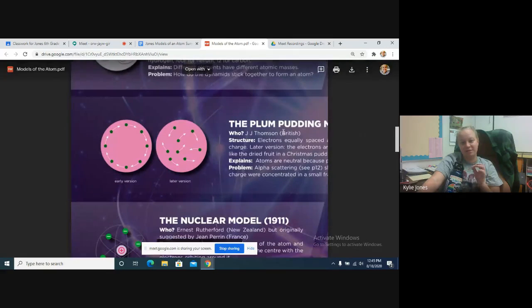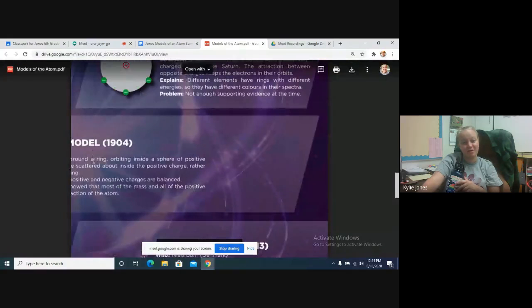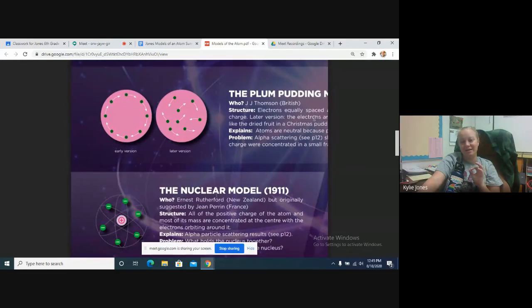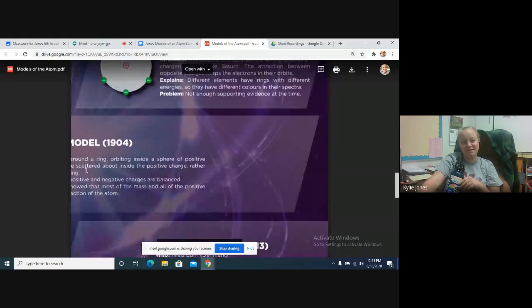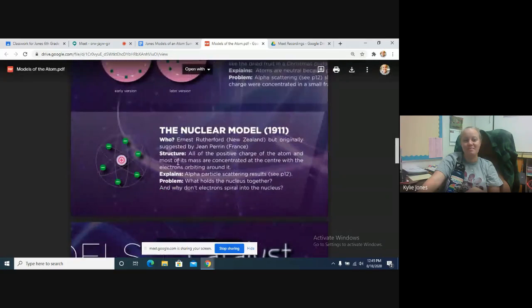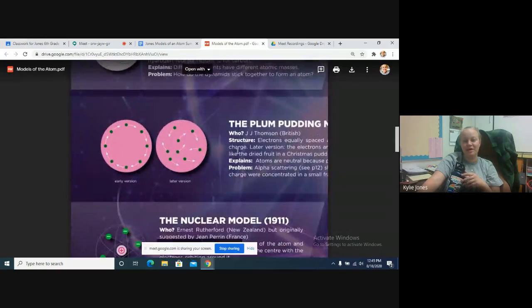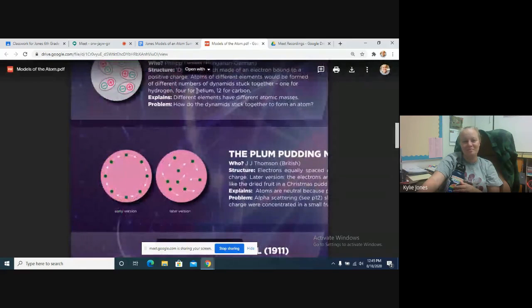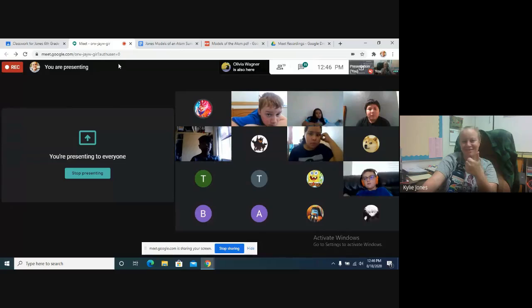It was discovered by J.J. Thomson, who is British, and it says the structure, electrons equally spaced around a ring, orbiting inside a sphere of positive charge. Later version, the electrons are scattered around the inside of the positive charge, rather like dried fruit in a Christmas pudding. Whew, this is hard to read, guys. Is it making some sense, though? Following along? Okay.